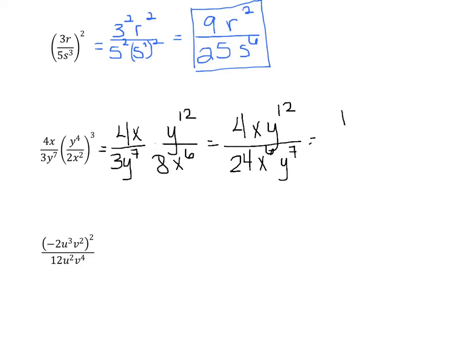4 over 24, that's 1/6. X divided by x to the 6th would be 1 over x to the 5th power. And then y to the 12th divided by y to the 7th would be y to the 5th power. So we simplify that as y to the 5th over 6x to the 5th.